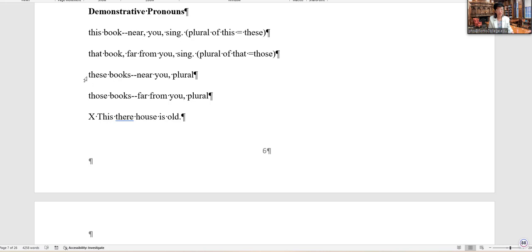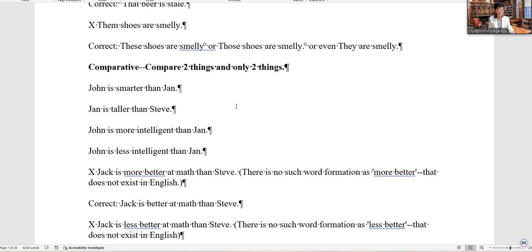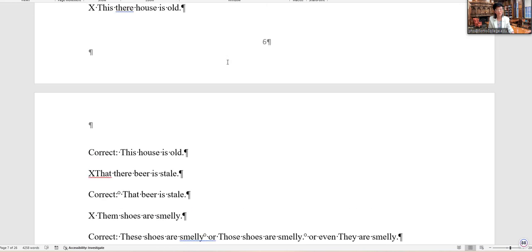So this, that, these, those. You cannot say this their house is old. You also cannot say why is this not turning? You also cannot say that beer is stale, and you cannot say them shoes are smelly. You have to say these shoes are smelly and those shoes are smelly. Does that make sense? Yes.